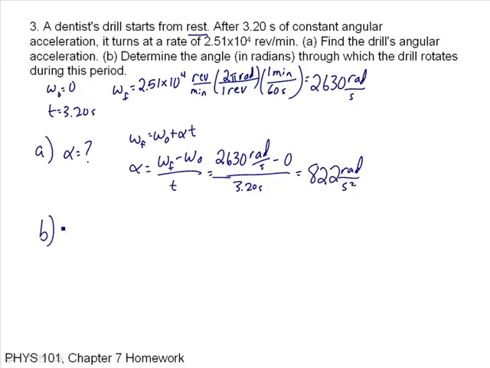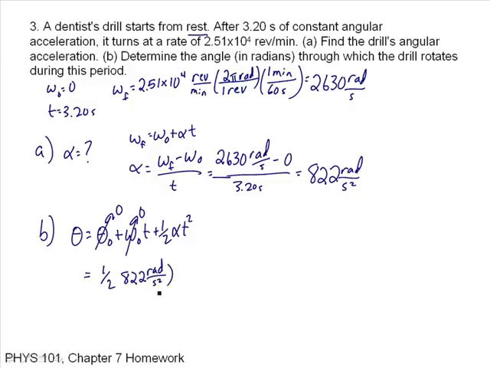And then in part B, I just want to know what is the angle. That's equal to theta naught plus omega naught t plus 1/2 alpha t squared. But our initial position is 0. So putting in the numbers here, omega naught is also 0, so it's just 1/2 times alpha, which is 822, times our time squared, 3.2 seconds squared. My seconds cancel there, and I get 4210 radians.